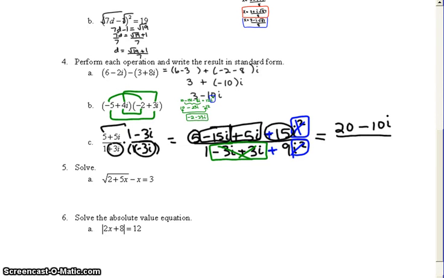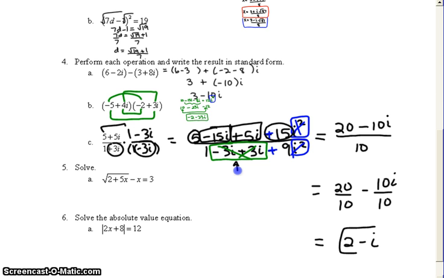All right, where we left off on problem number 4C, notice here that negative 3i plus 3i canceled out. So that leaves us with 1 plus 9, which is equal to 10. Okay, and now we're going to go ahead and simplify that. 20 divided by 10 minus 10i divided by 10. That gives us 2 minus i for our answer.